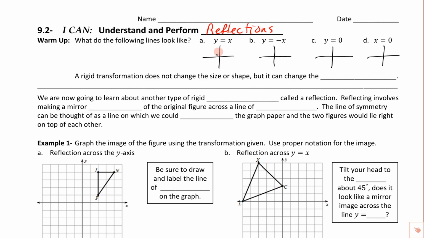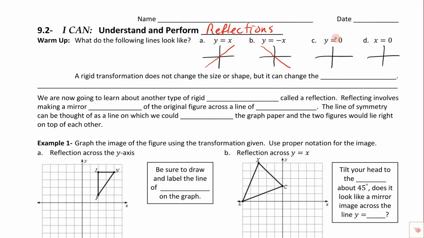Remember, y equals x, that has a positive slope. It goes through the origin. Perfect 45 going up from left to right. Y equals negative x, it has a slope of -1, so it looks the same. It's just going down. We did these toward the end of yesterday's assignment. And then we've got y equals 0 and we've got x equals 0.